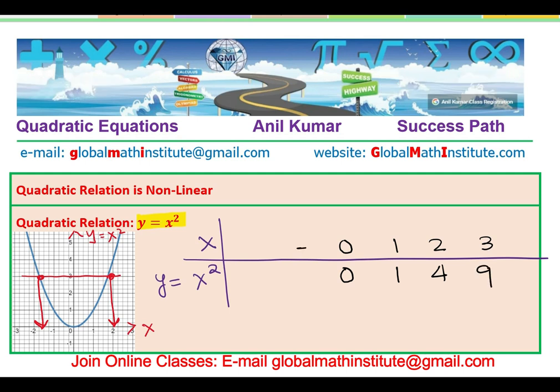However, if I take minus 1, then you know minus 1 squared is what? Well, minus 1 squared is also 1, correct? Minus 2. Minus 2 squared is 4. So you see, on both sides we have symmetry. So we say that this graph is symmetric, right?